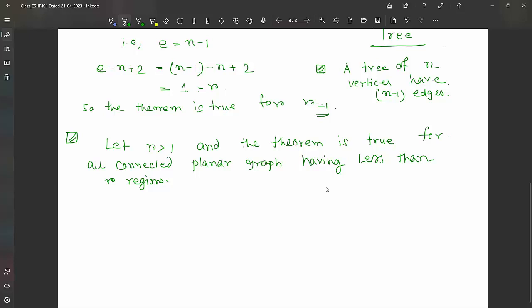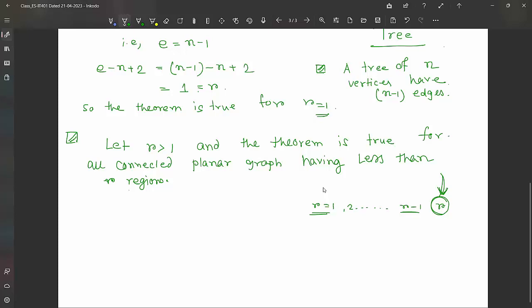than R regions. That is, for any graph with fewer than R regions, that is a graph with R-1 regions, R-2 regions, this theorem of ours holds. That means we take that. So we showed that for R equal to 1 this holds. And then we take that not only R equal to 1, R equal to 2, R equal to 3 and R minus 1 number of regions it holds. And we now show that for R number of regions it also holds.